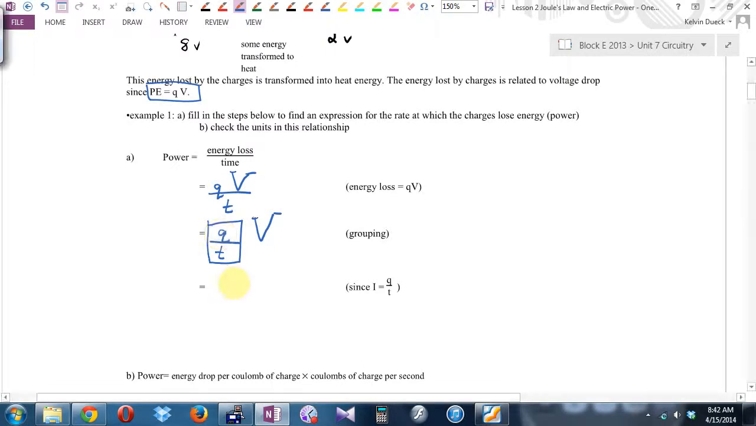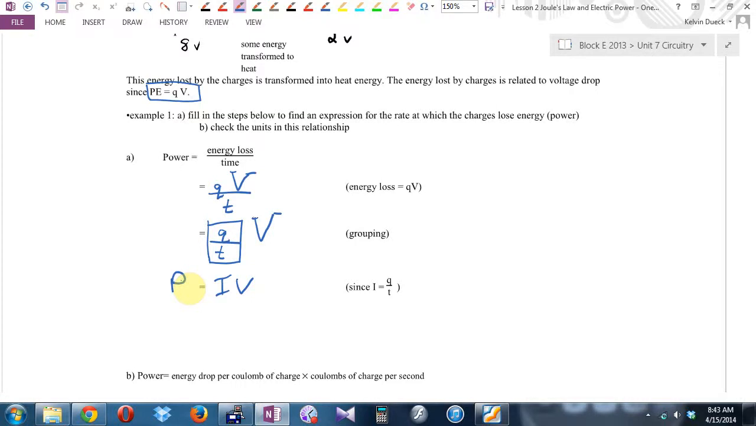It turns out electric power is given by current times voltage. Although I think on your formula sheet it's VI, not IV. Can someone look? Jordan, you have your formula sheet in front of you? Yeah, VI. Okay, fair enough. But there's the derivation. What would the units be?